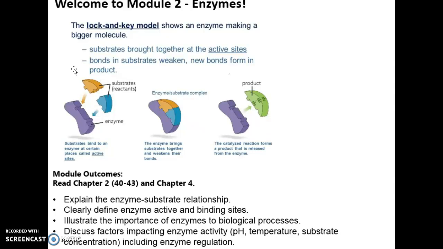Once those three things bind together, the enzyme will help to weaken the bonds, and once that bond is weakened, the enzyme catalyzes the reaction that puts those two substrates together, and that product is released. Without enzymes, you wouldn't be able to see these reactions go as quickly, and in some instances we need reactions to go very quickly so that we can adjust to any sort of stimuli that's coming in.